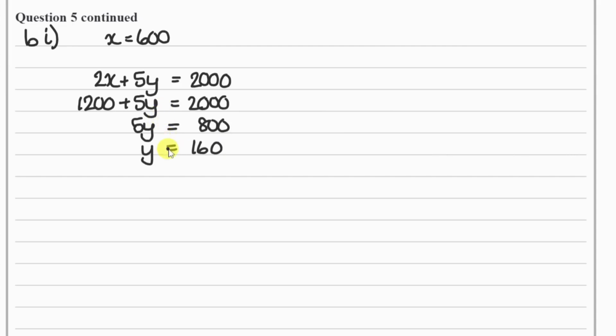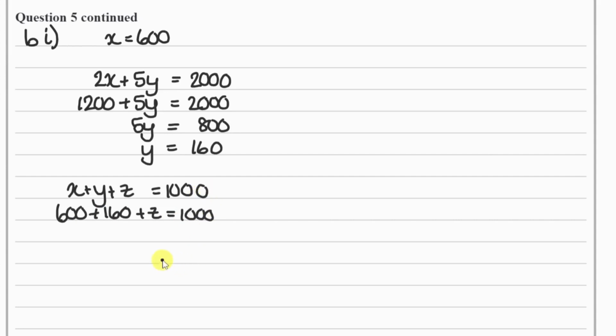You can keep your inequalities in here absolutely fine, but because I know I want the minimum one, and this has to be greater than or equal to that, the minimum one's going to be when it's equal to, so 160. And then we also know that x plus y plus z has to equal 1,000, so 600 plus 160 plus z is 1,000. Sorry, I missed a zero off there. So therefore 760 plus z is 1,000. So z is equal to 240.